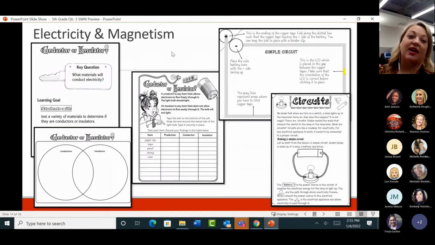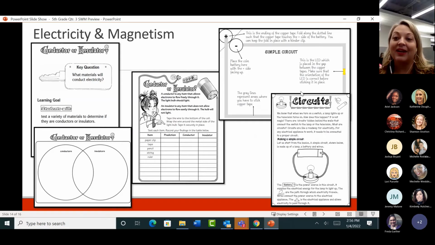Conductor and insulator. Element C was how do materials conduct electricity? Which materials conduct electricity? So you're going to test a variety of materials to determine if they are conductors and insulators. And what I love about these activities is it comes with the lab sheets already, and also you have some Venn diagrams that you can use for a formative assessment piece or a ticket out the door at the end. Element B was a simple circuit. How can you make a simple circuit and label all the parts?